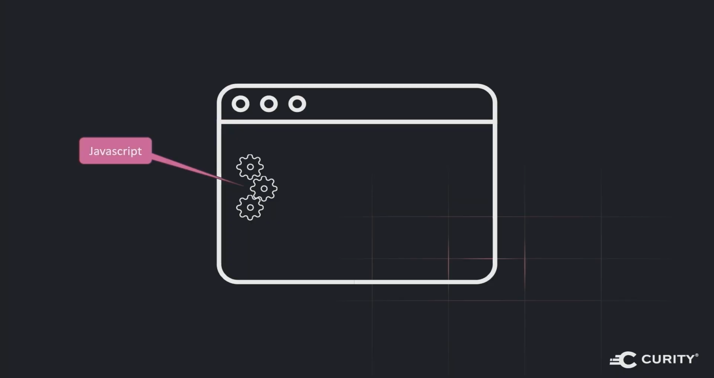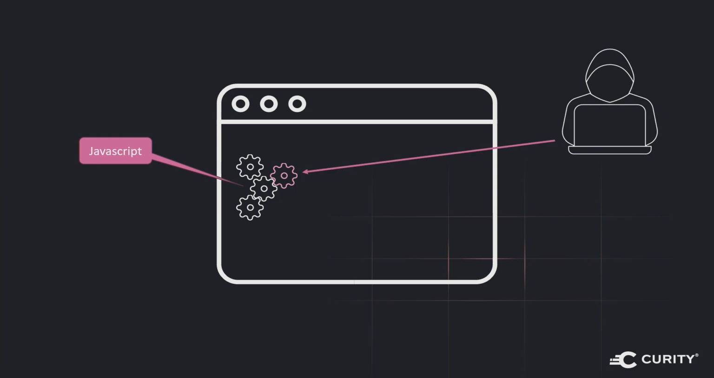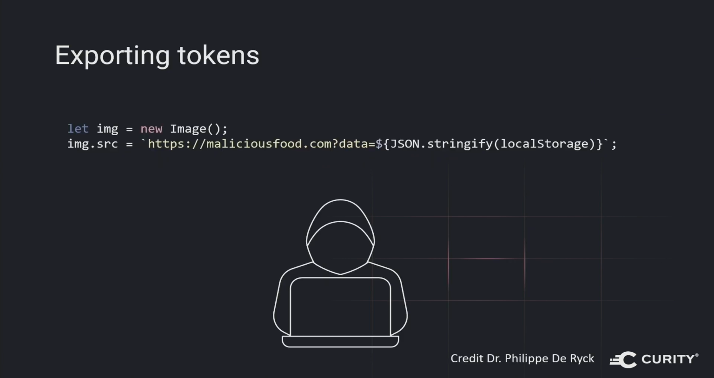Cross-site scripting is using the fact that we're running JavaScript in the browser. The application is built in JavaScript, and the attacker just needs to find a way to put more JavaScript there. And if you do put more JavaScript in the browser, there's a lot of interesting stuff you can do. So I took this example from Dr. Philip Durick, very clever guy.